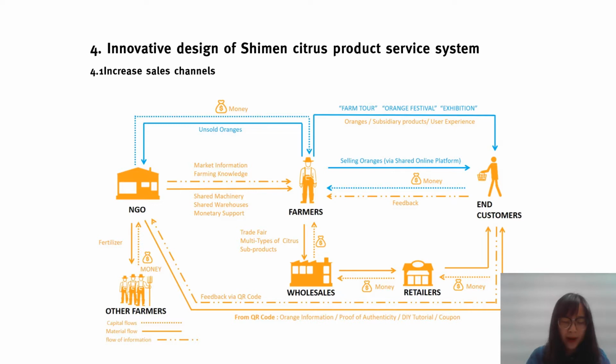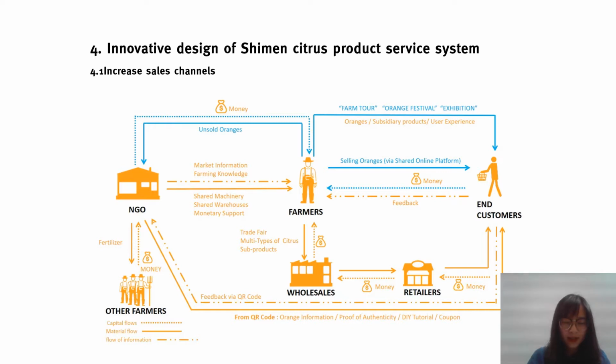In the online sales pattern, the company builds and manages the online mall of Shimen citrus. The sales information is displayed on the official website. Consumers can purchase products on the official website and give feedback on it. The NGO purchases orange products from farmers for sale, and it reduces middlemen, so farmers have gained more profit.